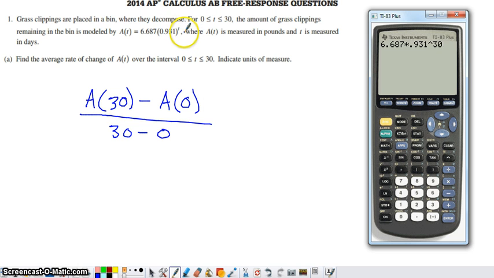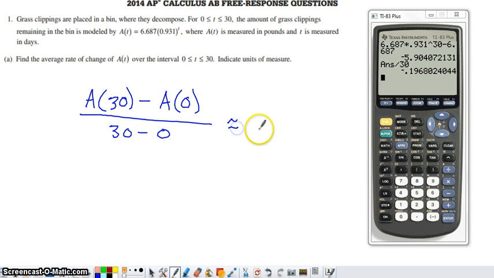I think we can get by without really using the calculator much here, at least not to evaluate all of A of 0, because something to the 0 power is going to be 1. So putting 0 here just leaves us with 6.687 times 1. So I'm just going to subtract 6.687 from that. And so that gives me a negative value. That's just the value in the numerator. I want to divide that value by 30. And so if I divide that by 30 to turn that into an average rate of change calculation and round that to 3 digits of accuracy, as the College Board requires, 0.197 is what I'm going to round that to.